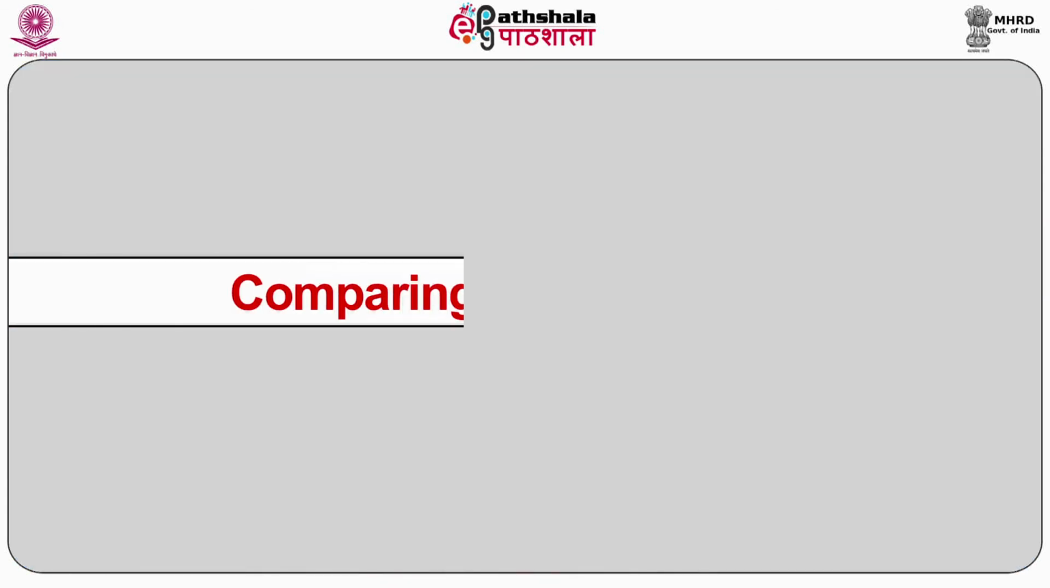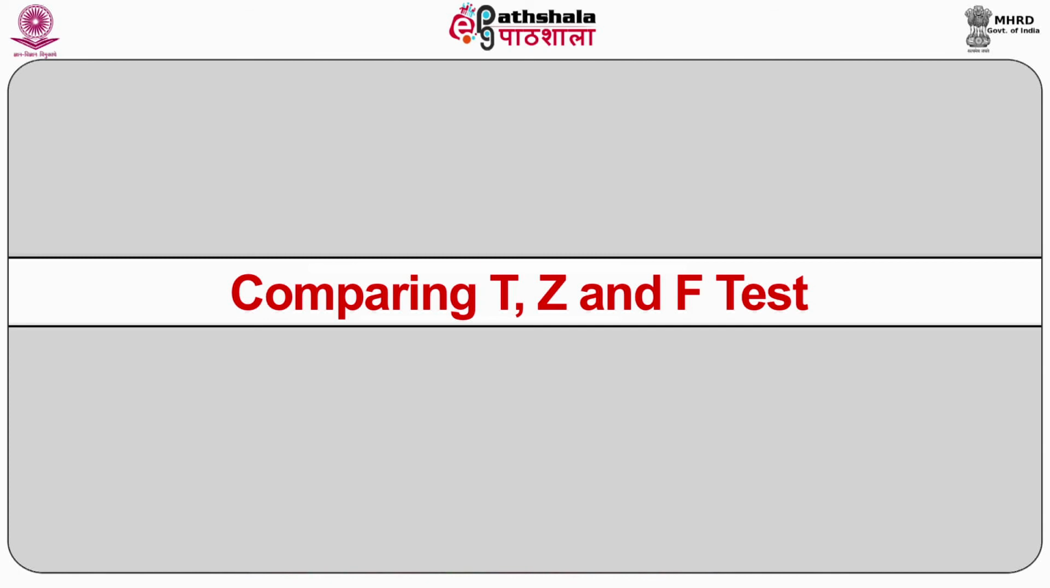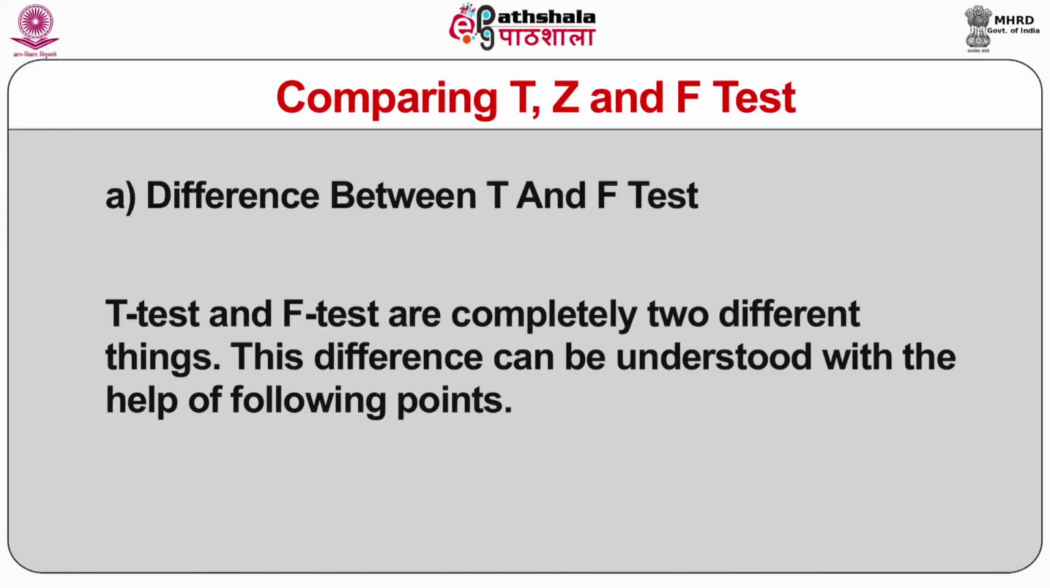Now, after understanding the F test, it is time to compare it with the T and Z tests. This part of the module will present how the F test is different from the T and Z tests. It is divided into two parts. First, we will differentiate the F test from the T test. T and F tests are completely two different things. This difference can be understood with the help of the following points.